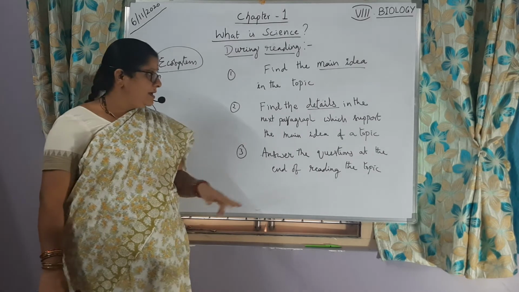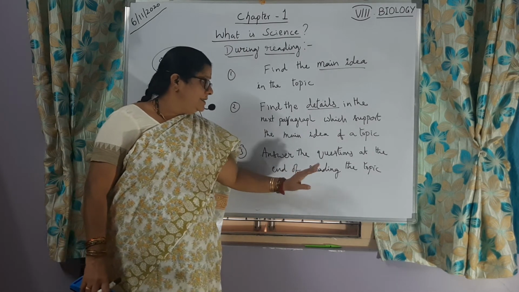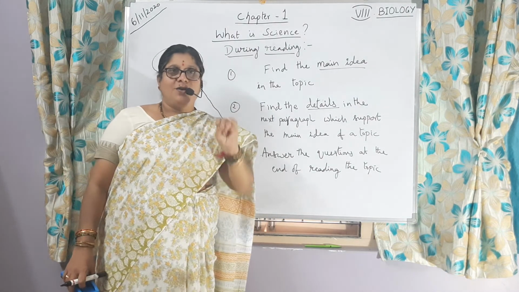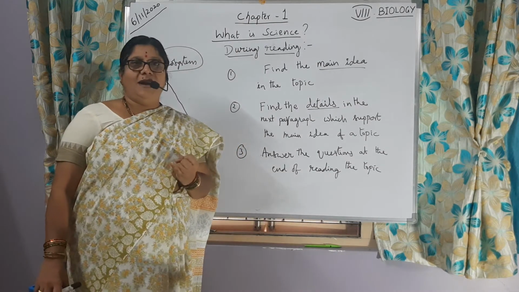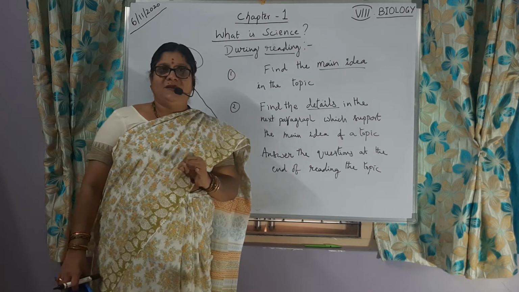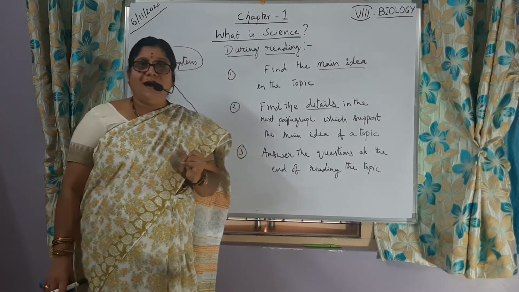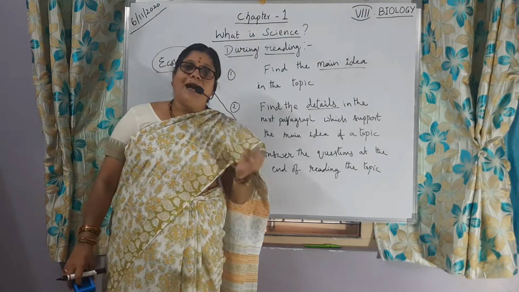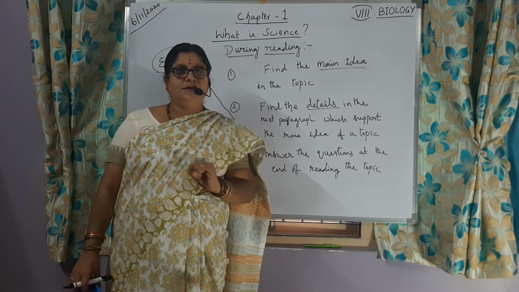So what is our point left over? Answer the questions at the end of the topic. Can you answer the questions now? You can answer questions like: What is environment? What do you mean by an ecosystem? Ecosystem means, as I said, a small unit area where we observe the interaction between the living and non-living components, or biotic and abiotic components. Is it clear to you?